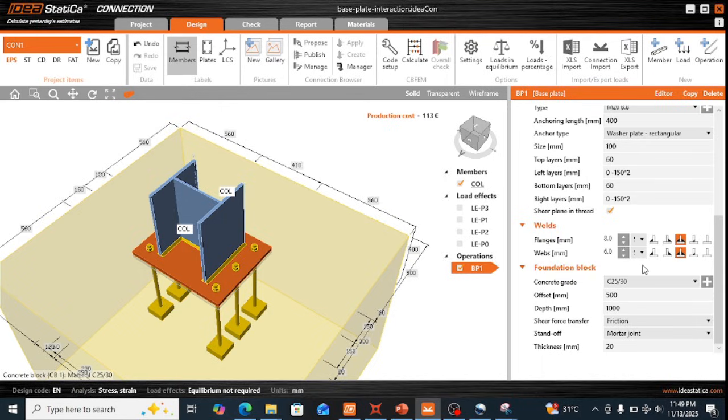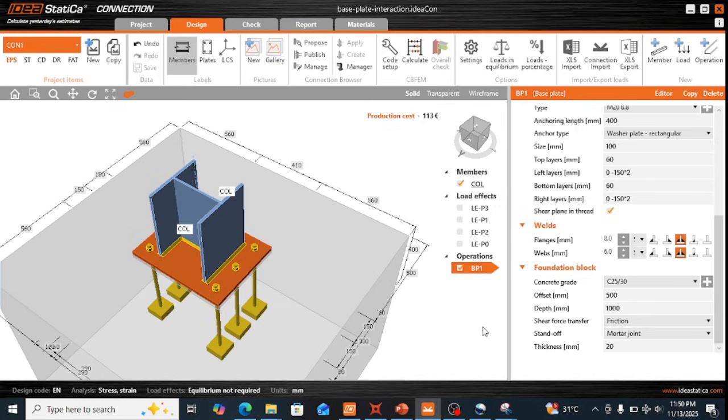In both cases we have used fillet welds with a size of 6 mm for the connection to the web of the column and an 8 mm size for the flanges. Now for the foundation concrete, we have considered C25/30 as per EC2, and for the offset we considered an offset of 500 mm all around the base plate. The depth of the foundation considered is 1000 mm, and the shear force transfer is considered to be through friction. That means no shear will be taken by the anchor bolts, and we considered a mortar joint below the base plate of thickness 20 mm.